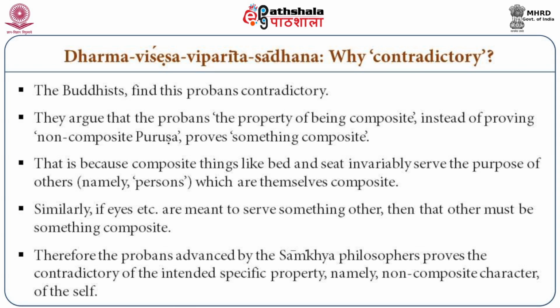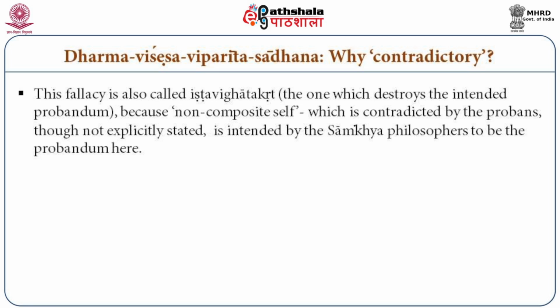But then Buddhists point out that the bed and seat are meant for a person, but that person is a composite thing. Similarly, if you are trying to say that eyes, etc., also must be meant for something else, because eyes, etc., are composite things, then what will be proved by this inference also will be a composite thing. But what you intend to prove is a non-composite Purusha, and therefore this inference proves something contrary to what you intend to prove. That is, it proves something contrary to dharma vishesha, the particular characteristic of dharma which you intend to prove. Therefore, it is called contradictory or viruddha fallacy. It is also called ishtavighata krut.